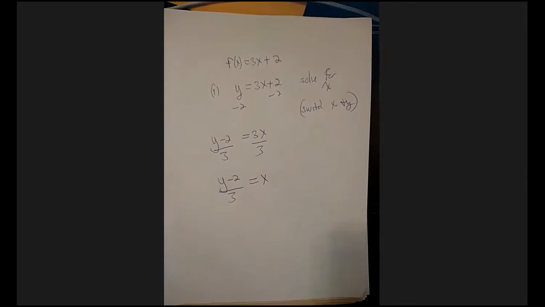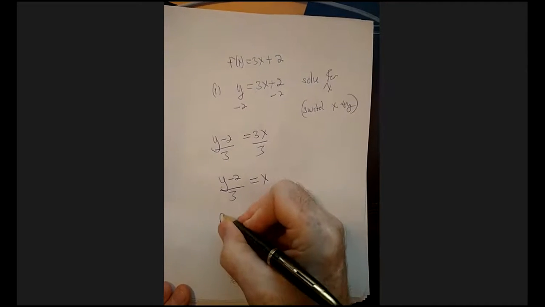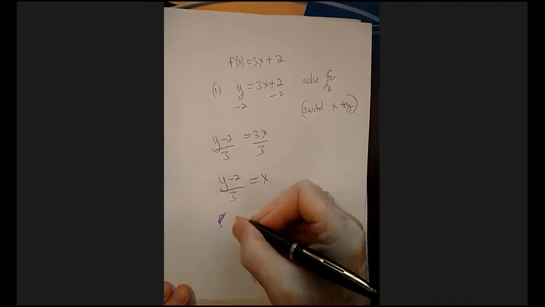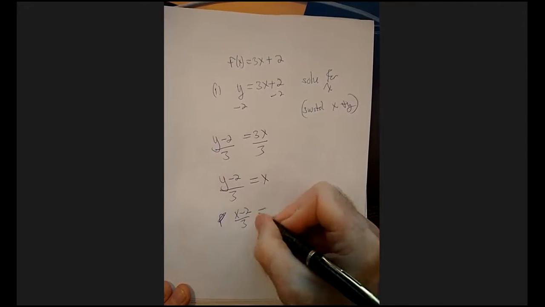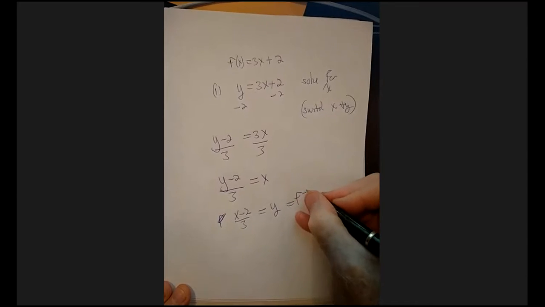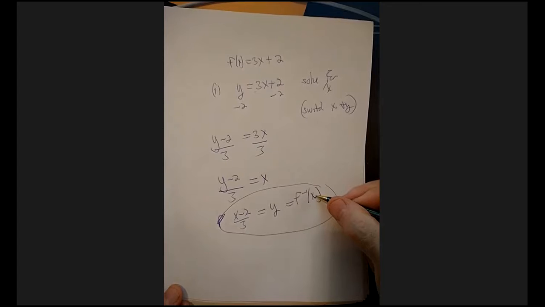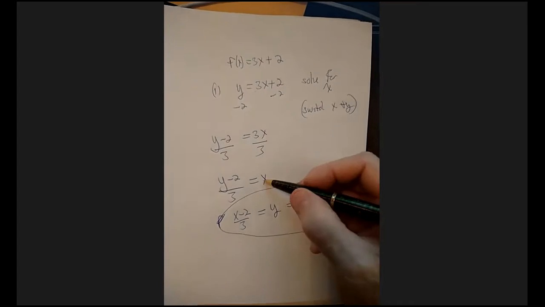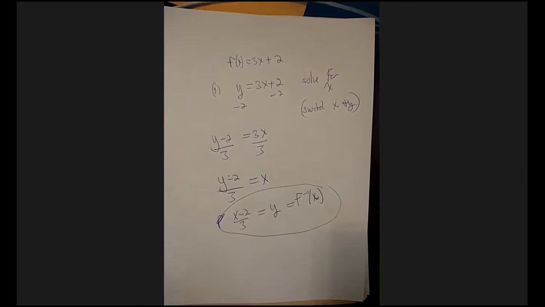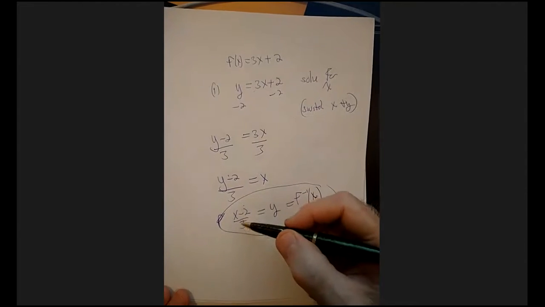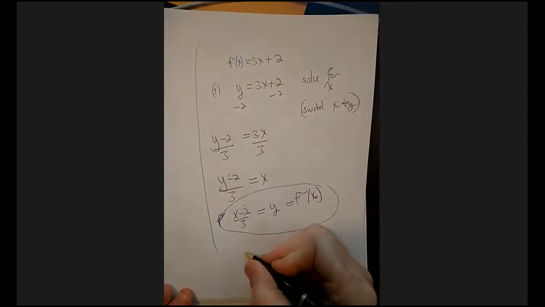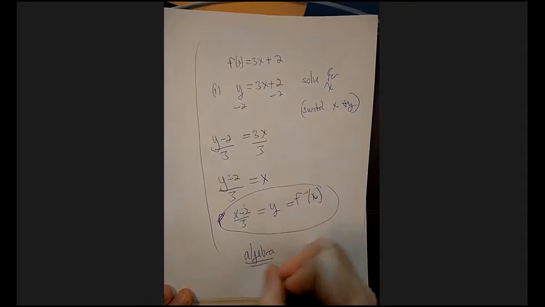But we live in an x world, meaning x is always going to be the independent variable, the thing that varies. So the way that you write this as a function, you would switch x and y. So you would have x minus 2 over 3 equaling y. And that would be how you'd write f inverse. We generally write functions in terms of x or some variable t. So that's why I'm switching x and y. Okay, so that's another way that you can find it using algebra. And it's up to you which way you want to use. I just wanted to point that out.